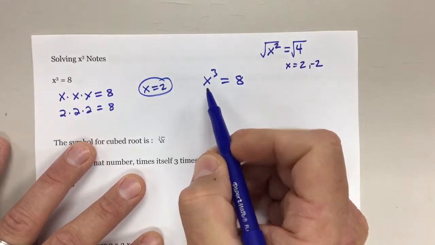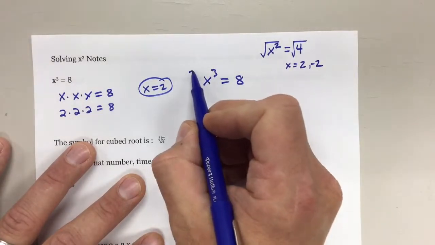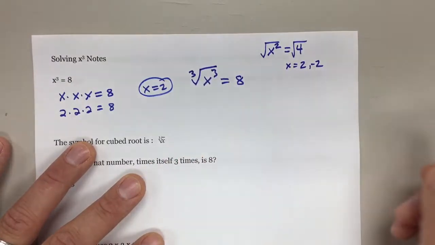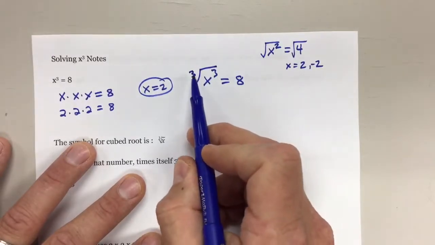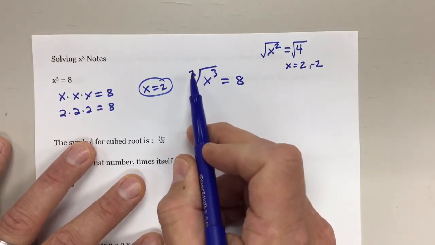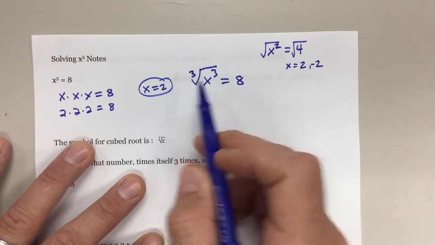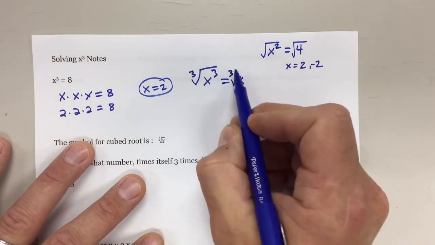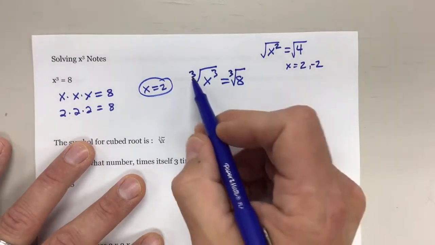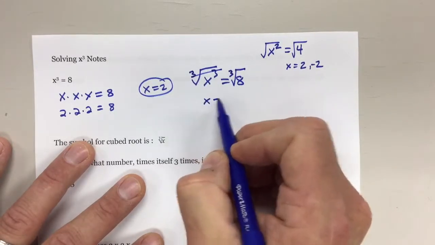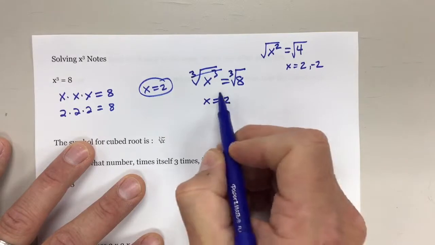For x cubed, we actually take what's called the cubed root. And when that's the case, we put a little 3 inside the space on the little check mark on the square root. Put a little 3. That means cubed root. And we do that to both sides. The cubed root cancels out the cubed, and then the cubed root of 8 is 2.